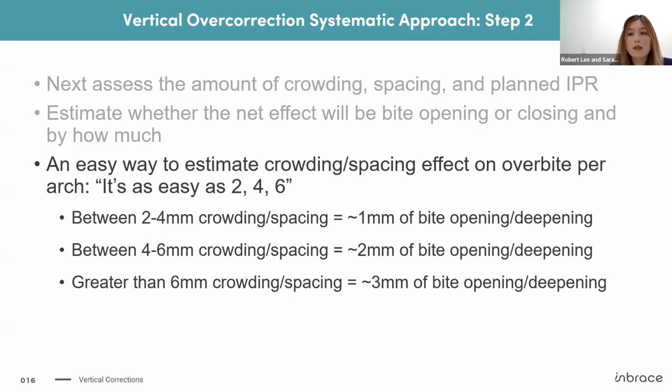After that, an easy way to remember how much this affects the initial overbite is that it's as easy as 2, 4, 6. Between 2 to 4 millimeters of crowding or spacing, you'll get about 1 millimeter of bite opening or bite deepening respectively. Between 4 to 6 millimeters, you'll get about 2 millimeters of bite opening or deepening, and greater than 6 millimeters will translate to about 3 millimeters of bite opening or deepening.